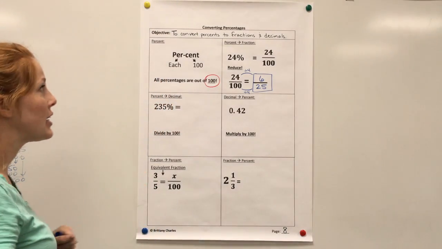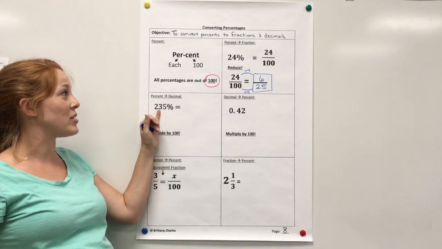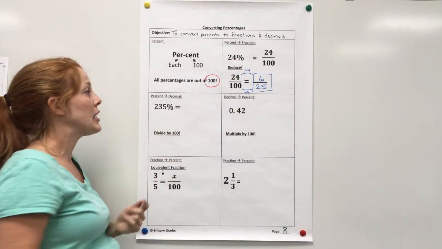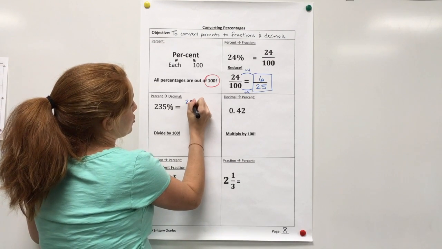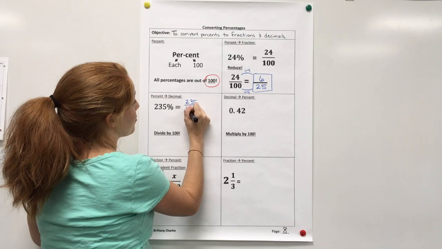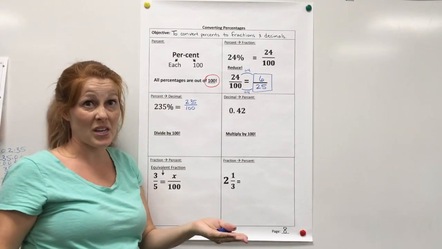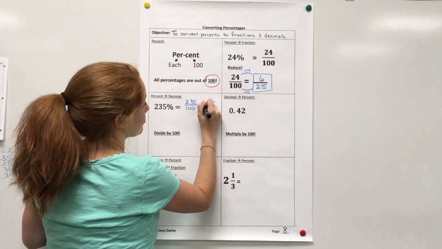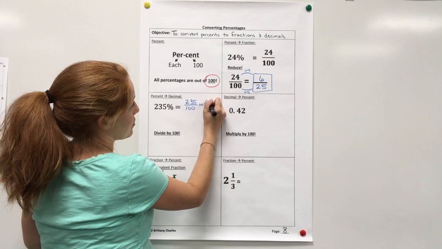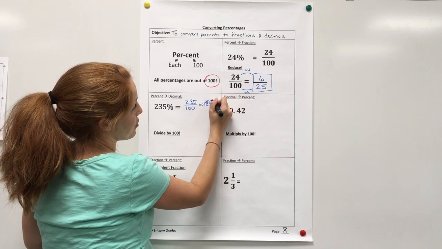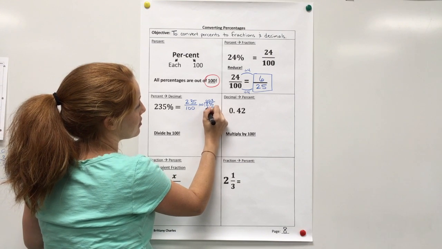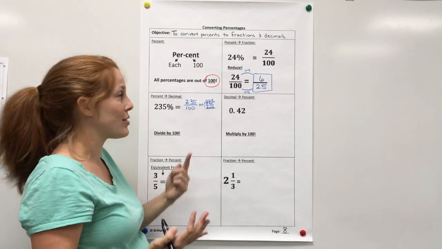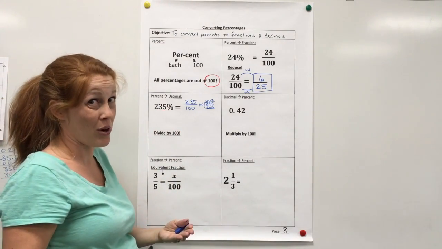All right, next one. If I want to start with a percentage and change it to a decimal, well, again, I can use this trick that all percents are out of 100, and I could write 235/100. And then I could just divide that and make it a decimal. That does not go into 2 or 23, and it goes into 235 twice, which I know it's going to have a whole number because it's over 100%. One whole is 100%. So if it's over 100%, you know it's over one whole.